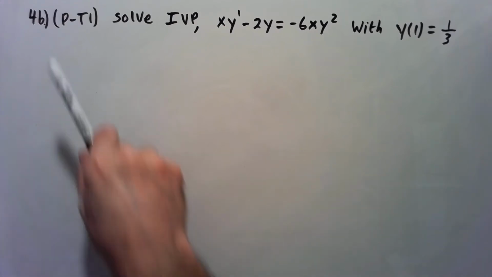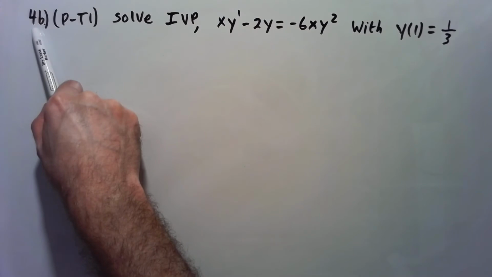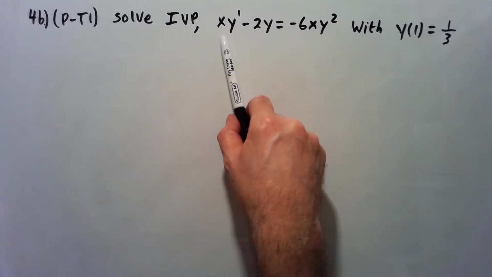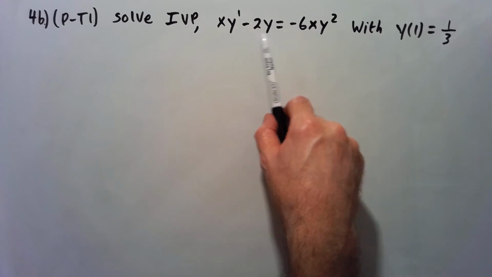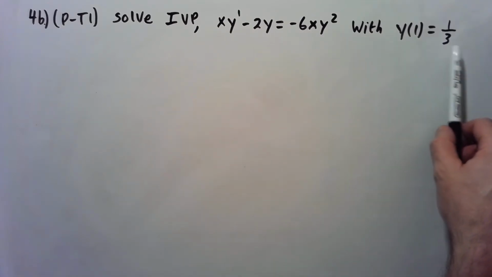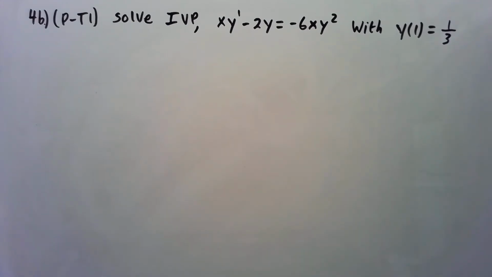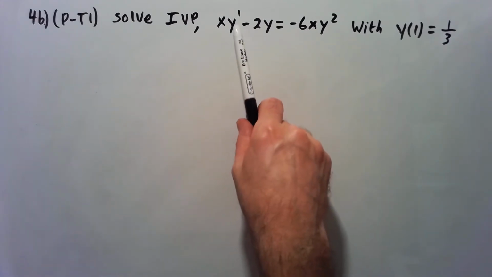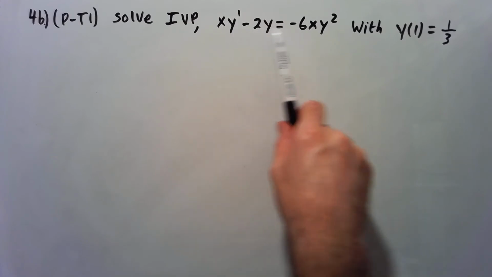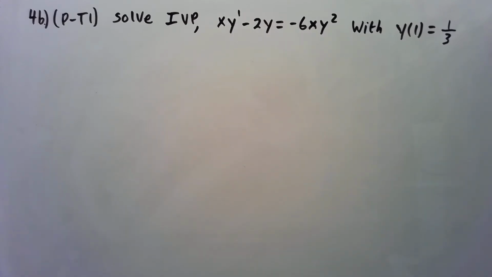Okay, so let's look at practice test 1, question 4b. It says solve the initial value problem. And we're given here x y prime minus 2y equals negative 6x y squared, with y(1) being 1/3. So step 1, let's get the coefficient in front of y prime to be 1. So let's divide everything by x first. So doing that.